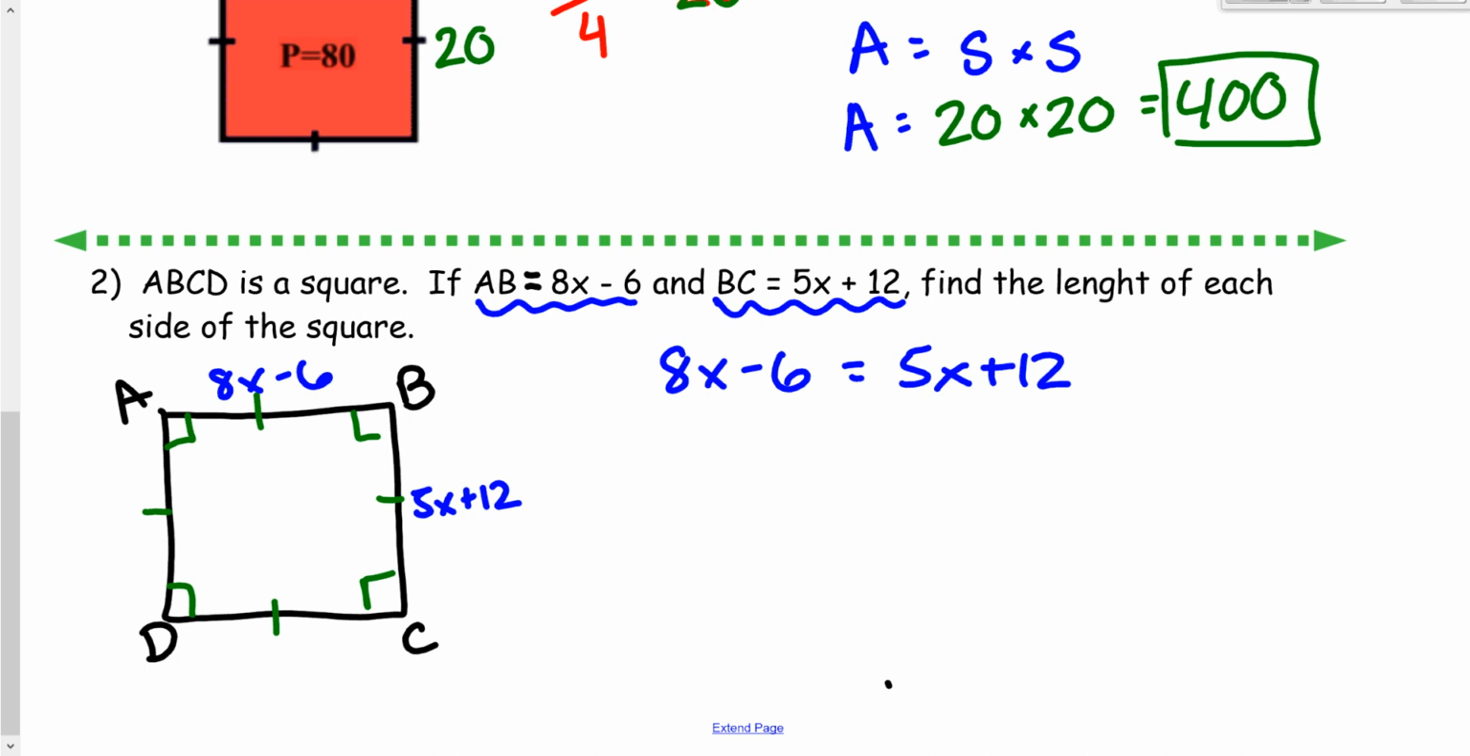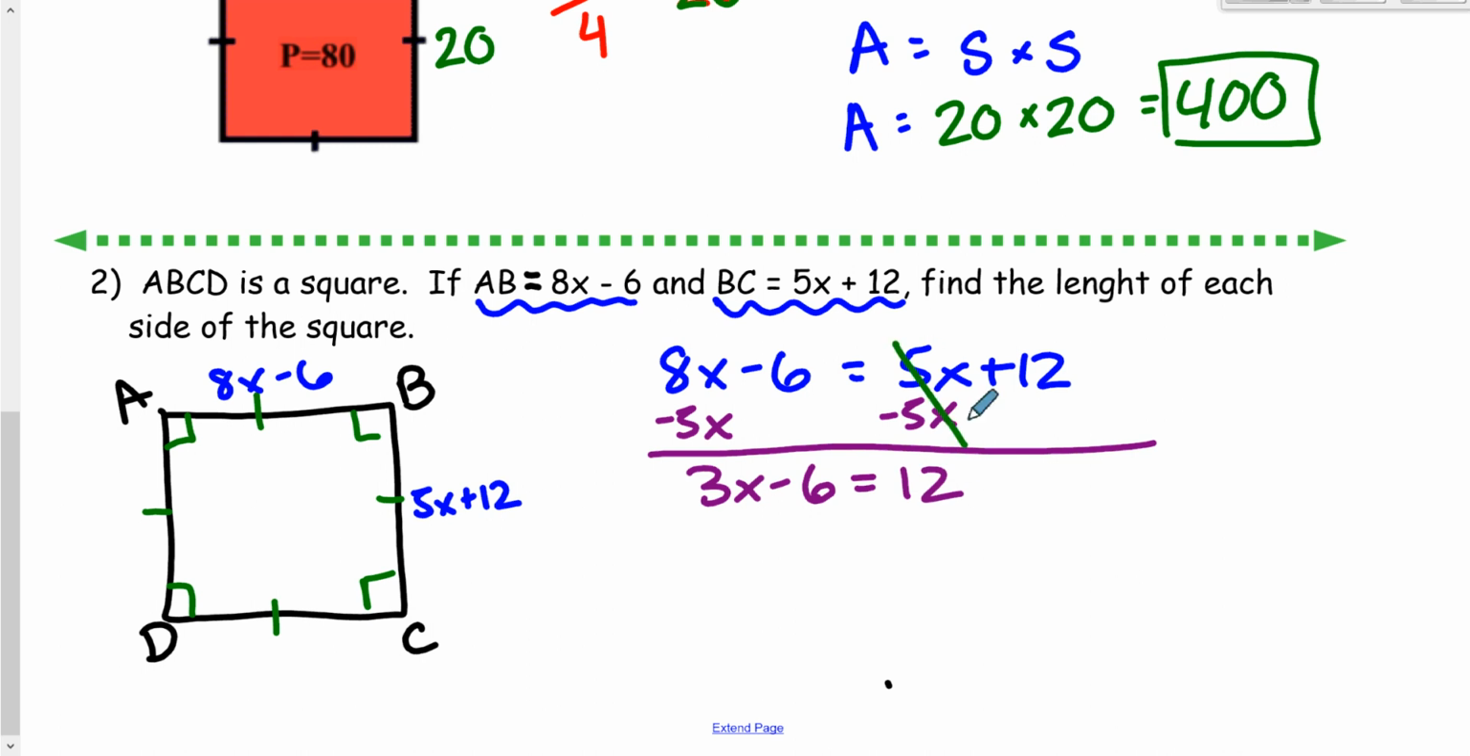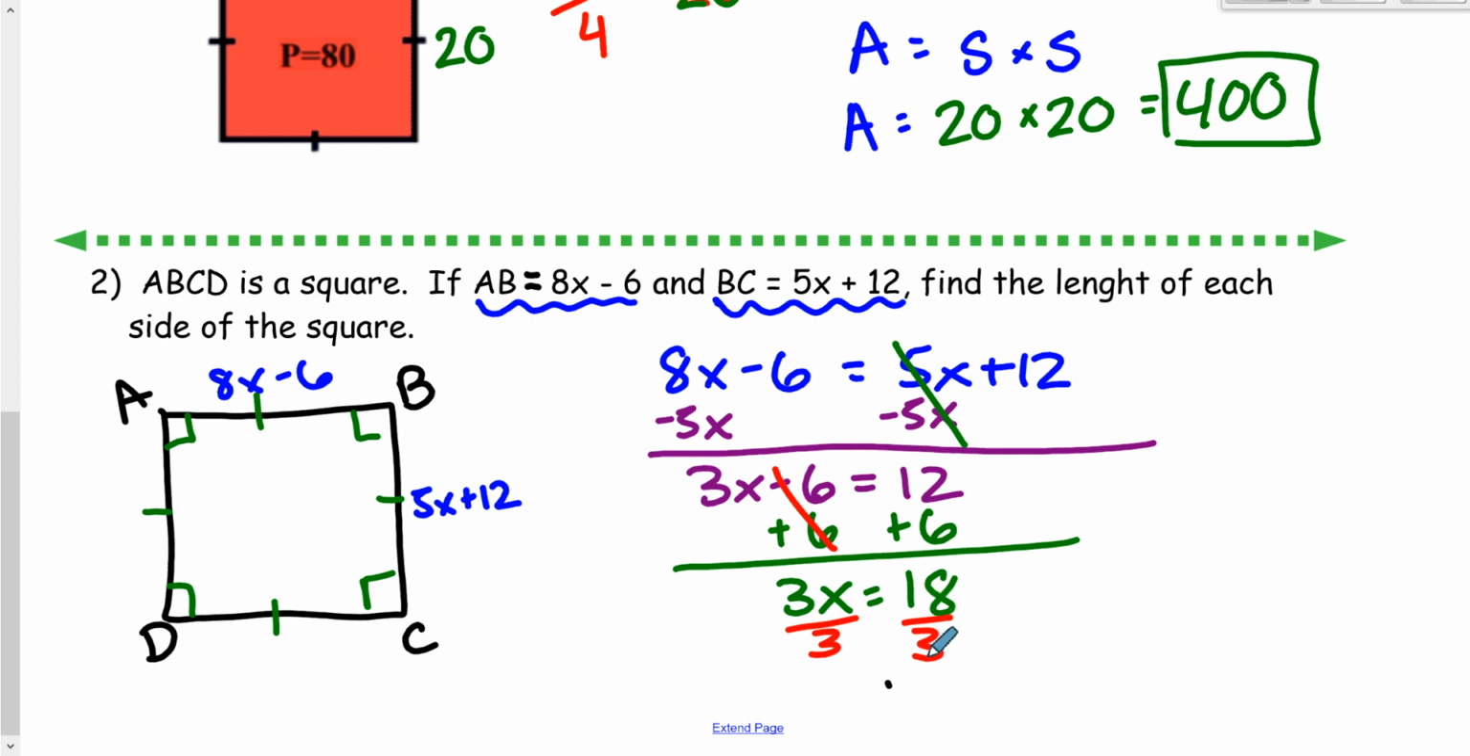So the first thing, I bring the 5x over to the other side to keep that positive. So I end up with 3x minus 6 is equal to 12. I'm going to bring the 6 over to each side to be left with 3x is equal to 18 because those canceled out. And then I'm going to divide both sides by 3 in order to get x is equal to 6.